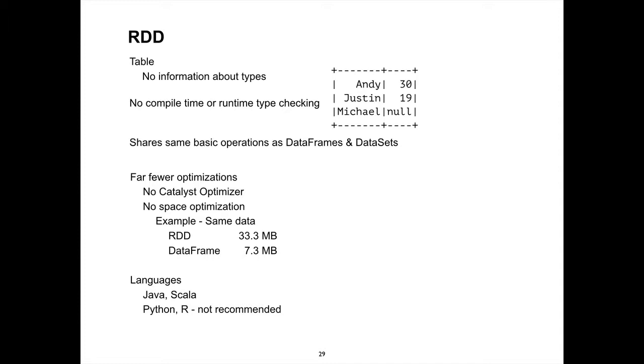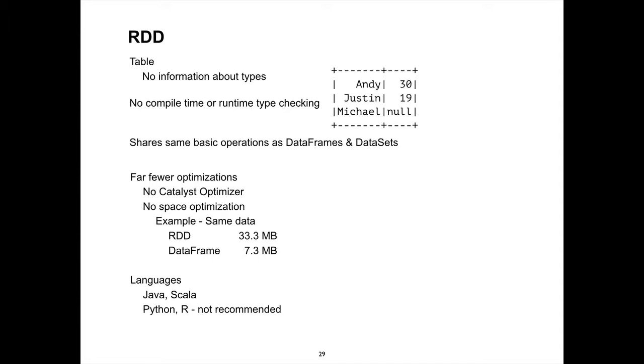The basic operations are basically the same between data frames, data sets, and RDDs, right? Map and filter, pretty much the same. Since you don't have the data type, you can't do much optimization, right? So the Catalyst optimizer to optimize performance is not there.